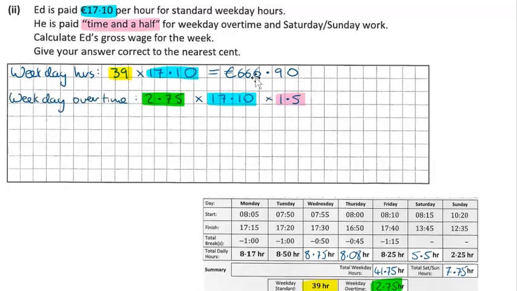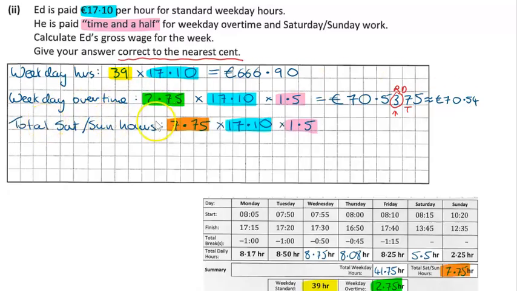€666.90. His weekday overtime is 2.75, so that comes from here, 2.75 times the €17.10 from the question, multiplied by 1.5 for time and a half. And we get €70.5375, and to the nearest cent, the 3 is the rounding digit, the 7 is the telling digit, and the 7 tells the 3 to round up. So we get approximately equal to €70.54.